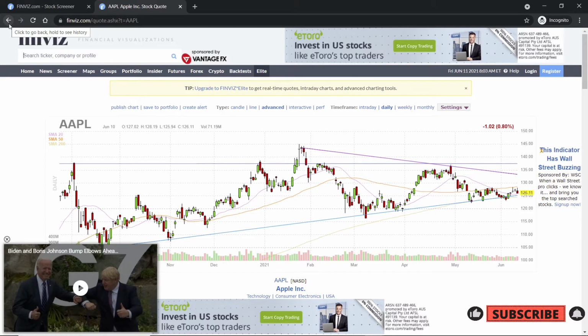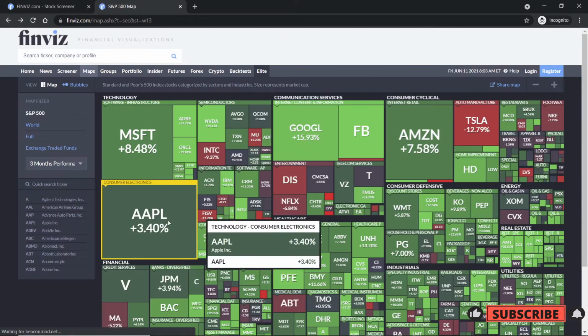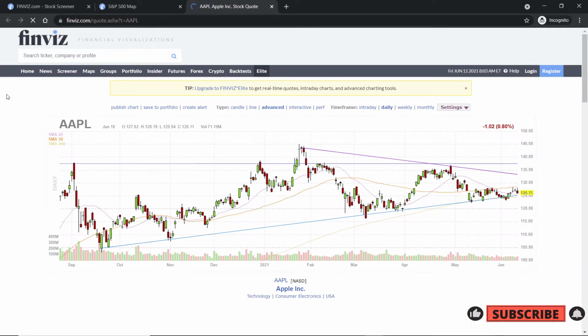Wow, Biden elbows, Johnson bump elbows. Ooh, that's nice. Let them keep bumping elbows.